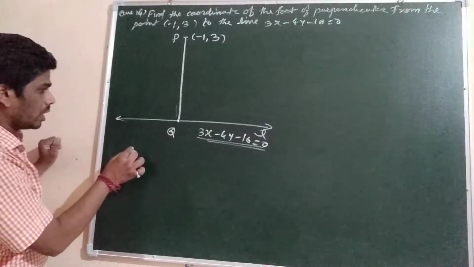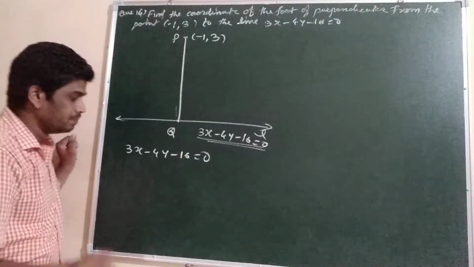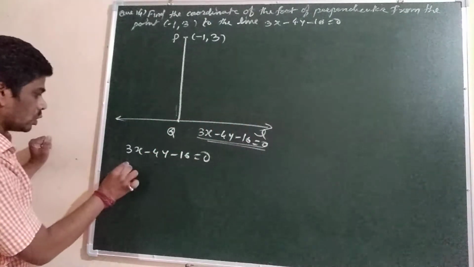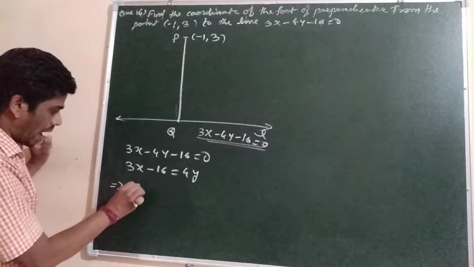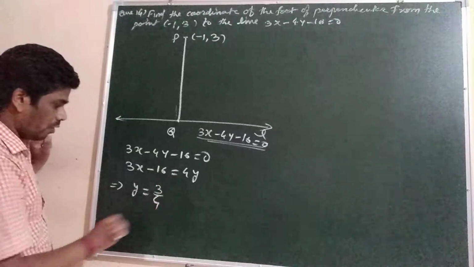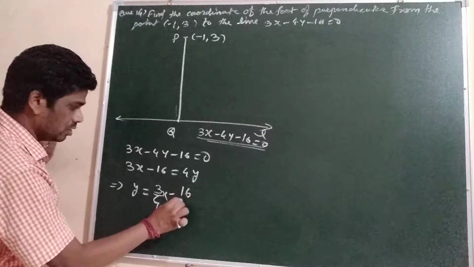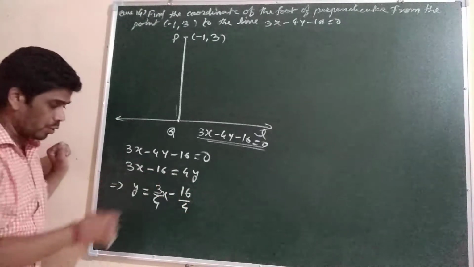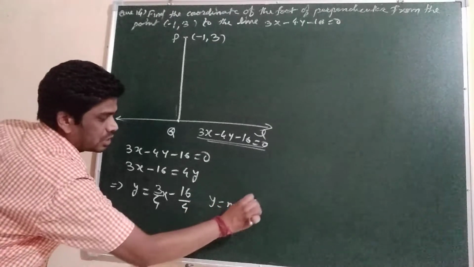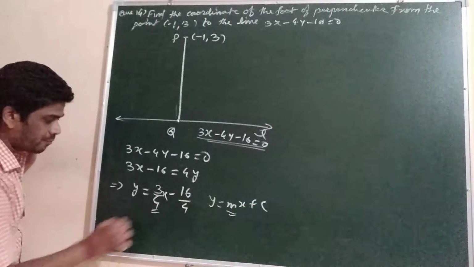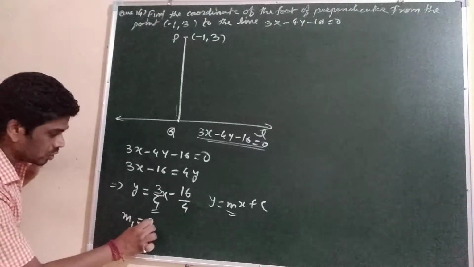So 3x minus 4y minus 16 equal to 0 is given. So 4y we will shift to this side: 3x minus 16 equal to 4y, which means y will be equal to 3 upon 4 into x minus 16 upon 4. We divide by 4. If we compare with y equal to mx plus c, m will be 3 by 4. We will represent it by m1. m1 will be 3 by 4.